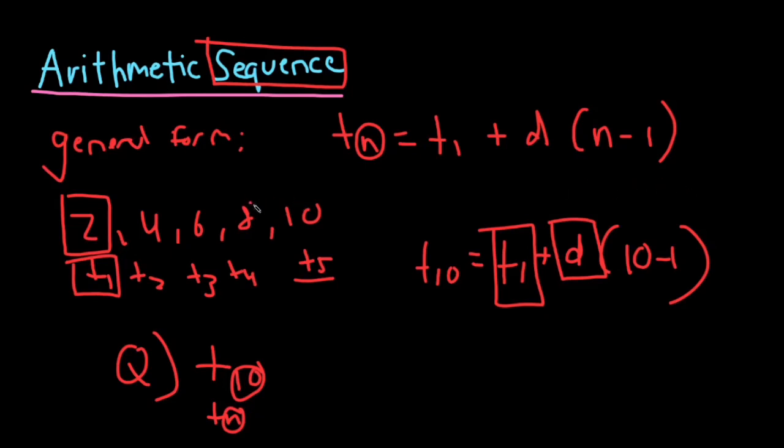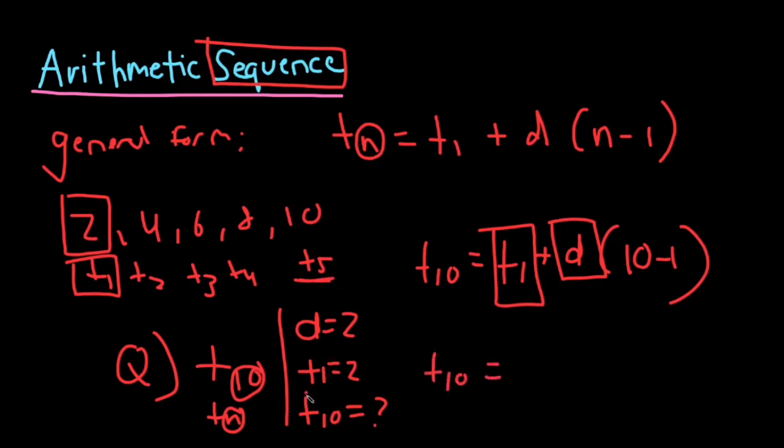You can just see the common difference, which is 8, 10 take 8 is 2. So we know that D is equal to 2. We know that T1 is equal to 2. But we don't know what T10 is equal to, the 10th term in the sequence, because it only goes up to the 5th term of the sequence.